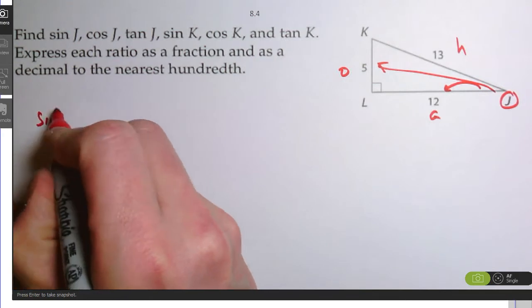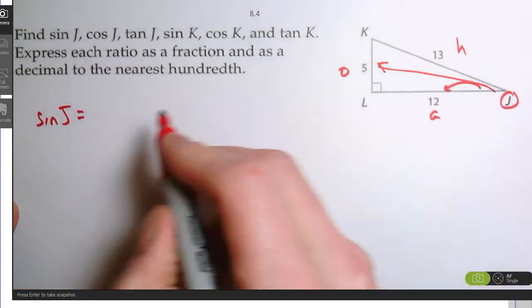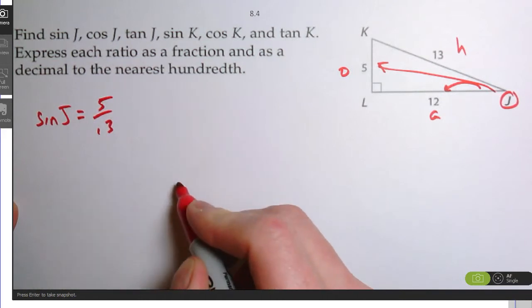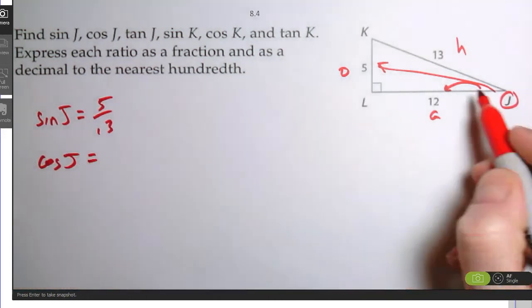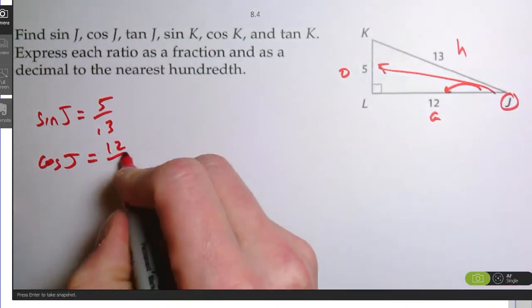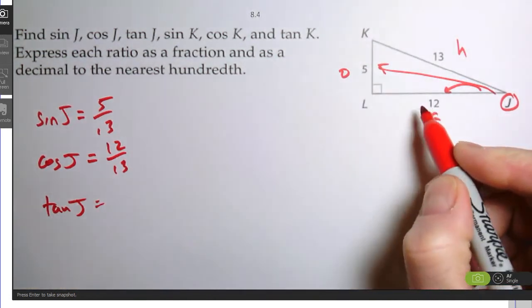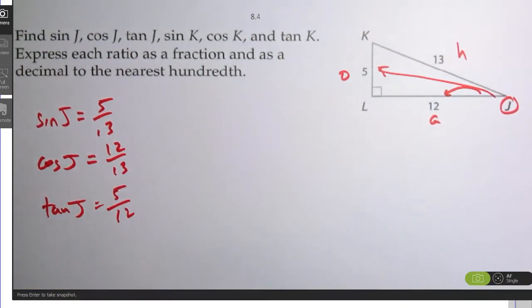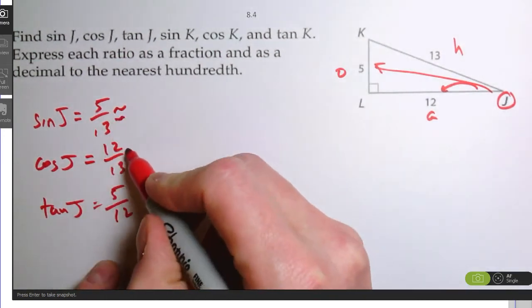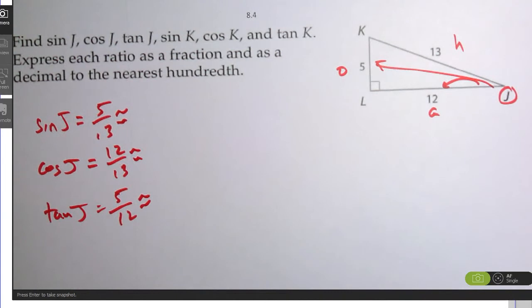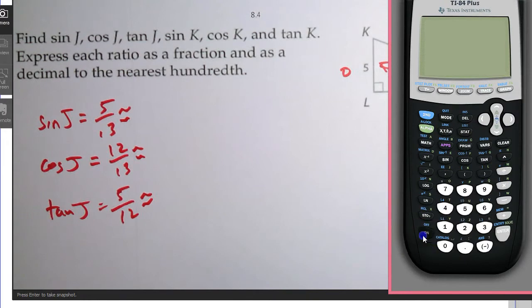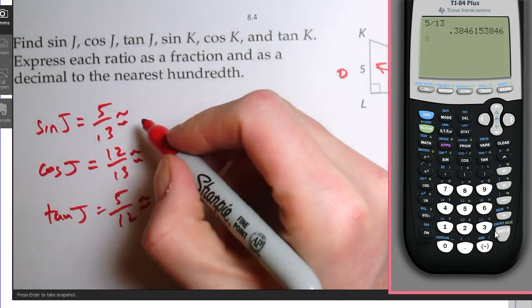So the sine of angle J is opposite over hypotenuse, so 5 over 13. The cosine of angle J is adjacent over hypotenuse, so 12 over 13. And the tangent of angle J is opposite over adjacent, so 5 over 12. Now if you want to know what those are as decimals, I just go to my calculator real quick and I do 5 divided by 13, which is 0.38 to the nearest hundredth.